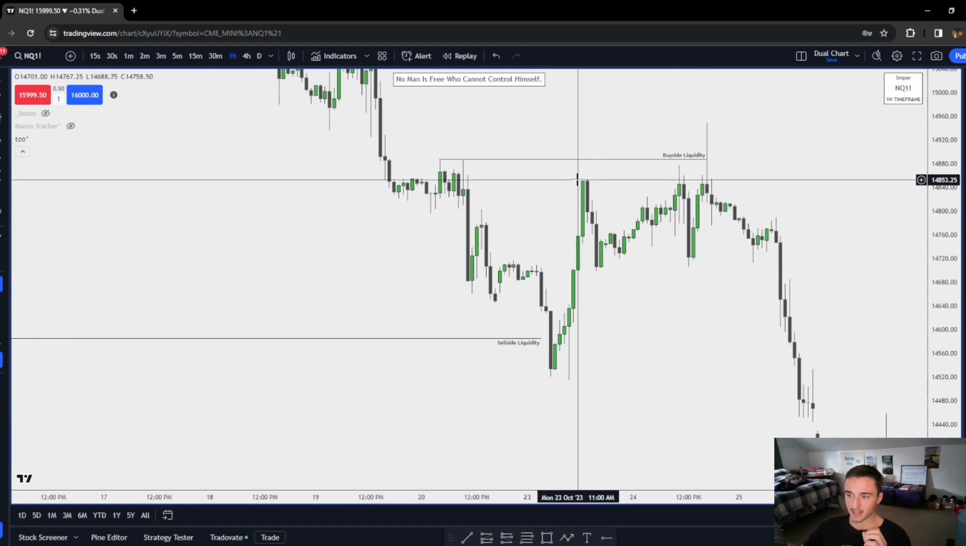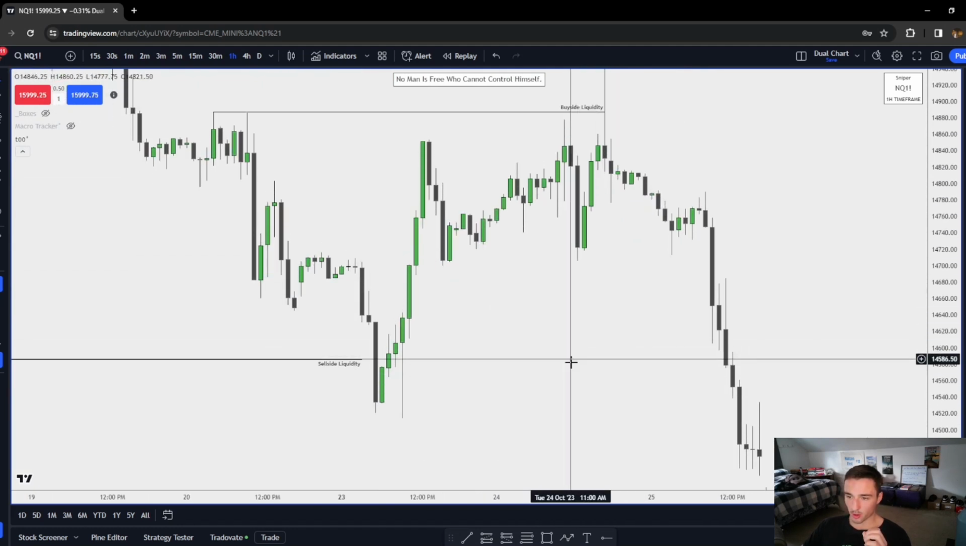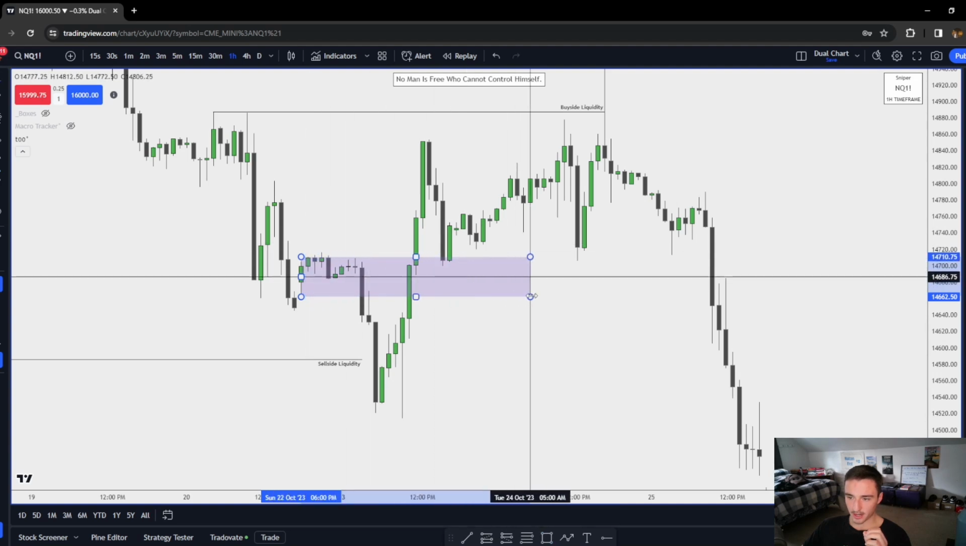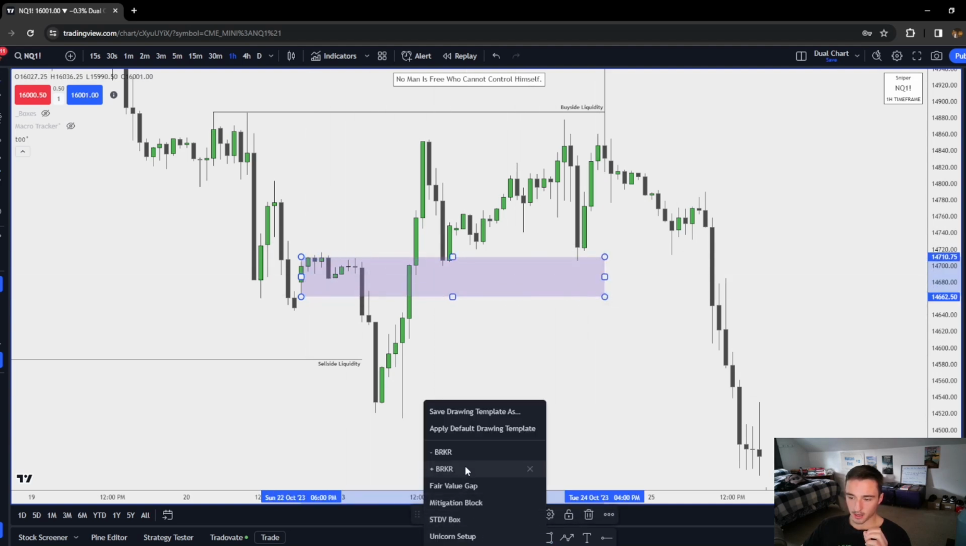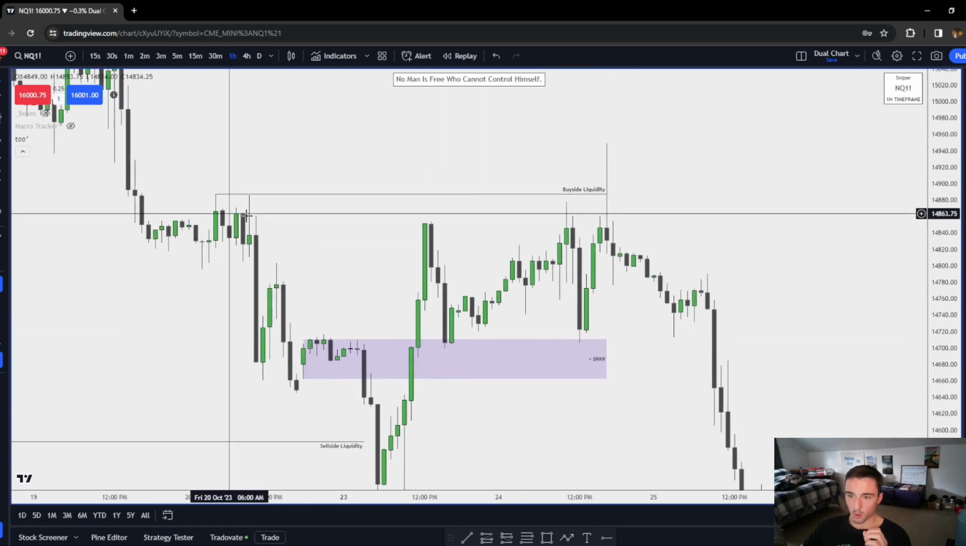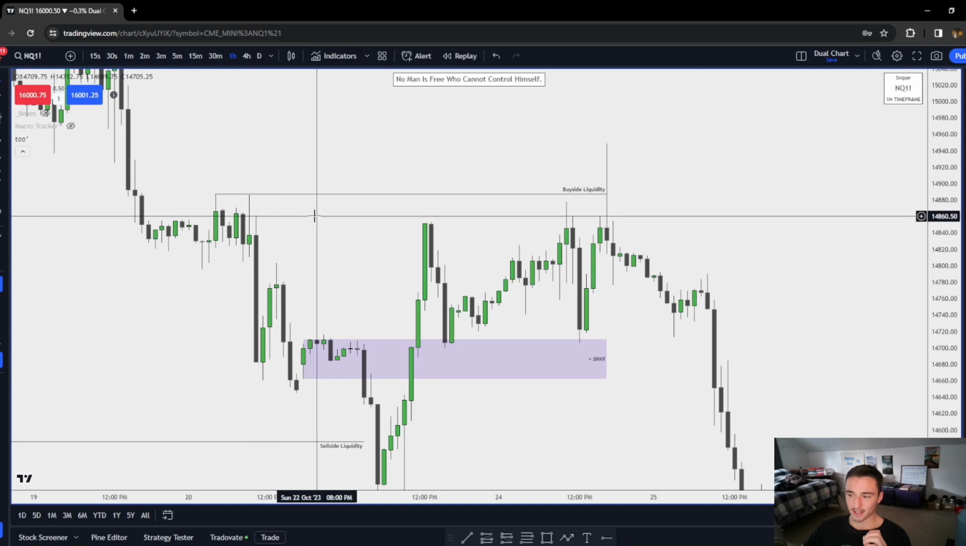Price expands higher. Now we have our unicorn setup. I would most likely use these two candles right here. And as we see, price has a fair value gap with a plus breaker. We have relative equal highs acting as the draw.